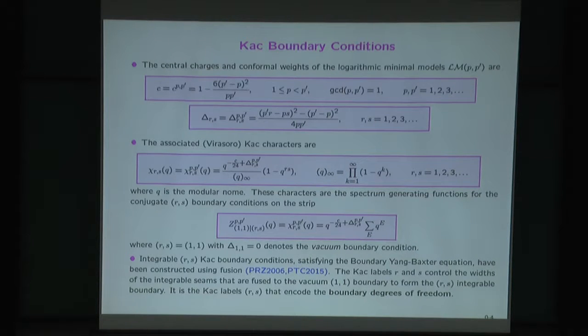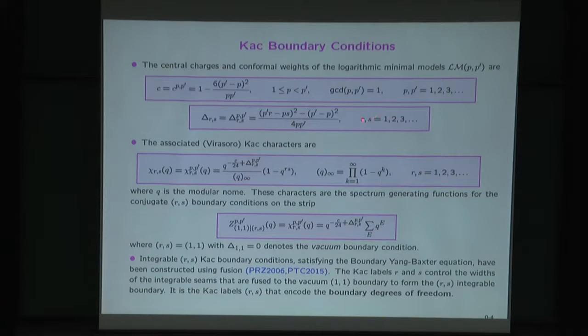These models have been studied quite extensively by now, and there are many different classes of boundary conditions that you can construct. And unlike the minimal models, the logarithmic minimal models have infinite families of boundary conditions. But the first striking feature is that the central charges of these models are given by the usual formula for the rational minimal models, where p and p prime are co-prime integers, and the conformal dimensions are given by the usual Kac formula.